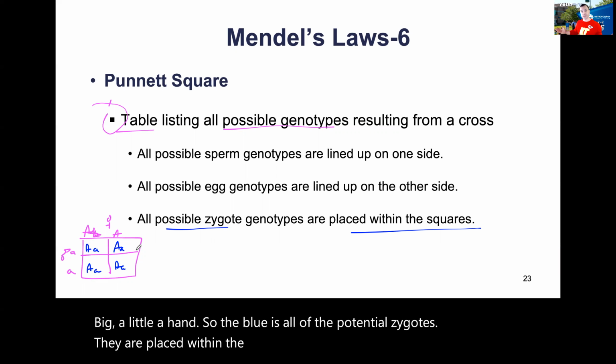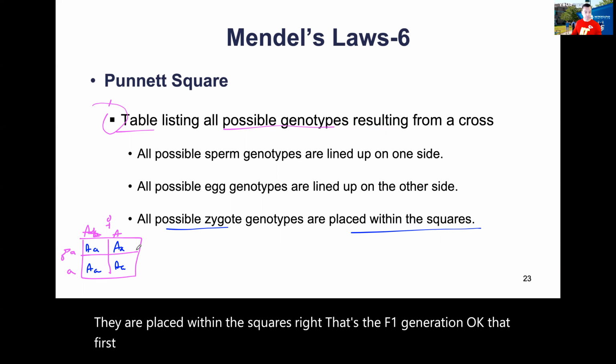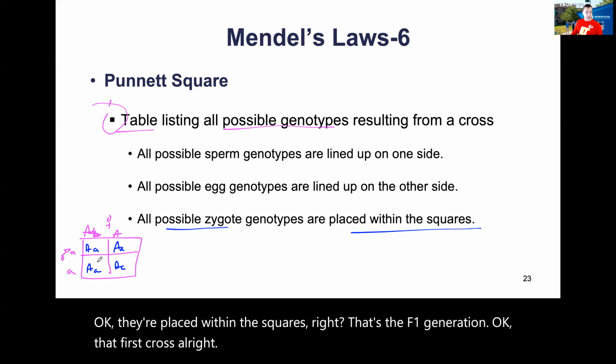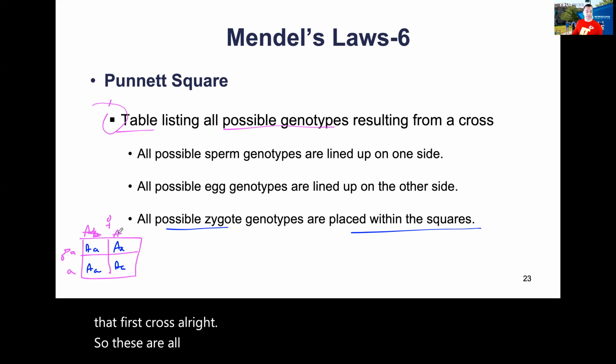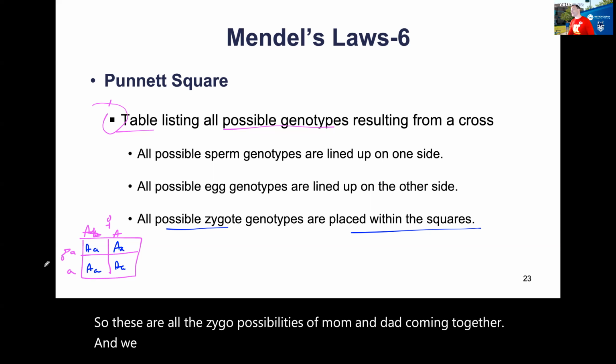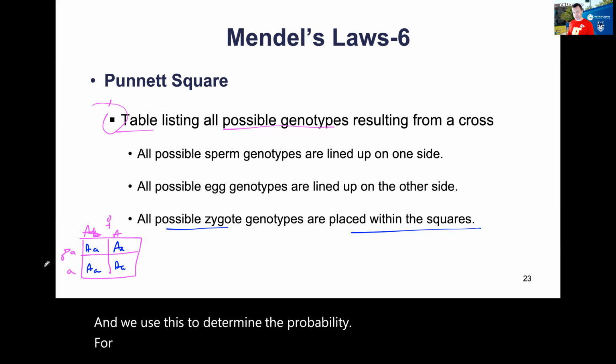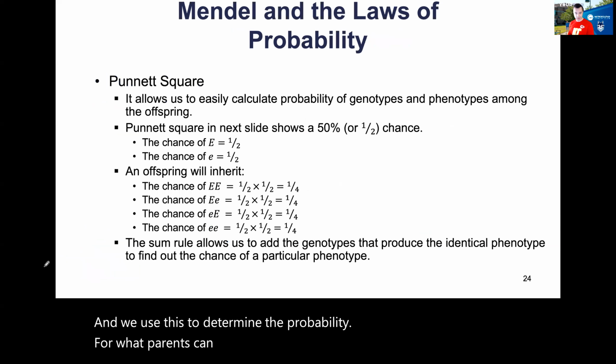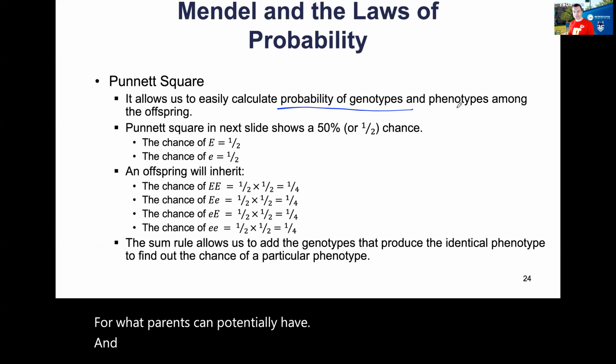That's the F1 generation, that first cross. So these are all the zygote possibilities of mom and dad coming together. And we use this to determine the probability for what parents can potentially have. And that's really the big thing.